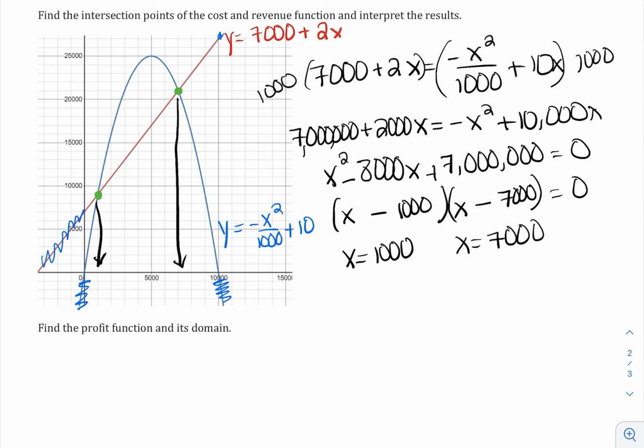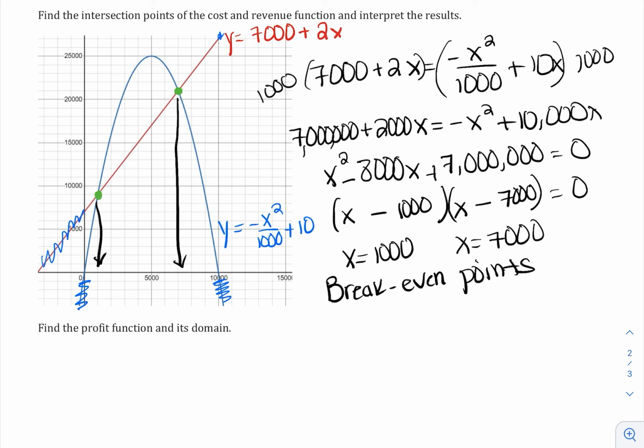So what does this mean? This is actually when the revenue is equal to the cost function. These x's are actually called the break-even points. It's when you will have no profit, all right? It will literally be when your revenue is just enough to cover your costs.